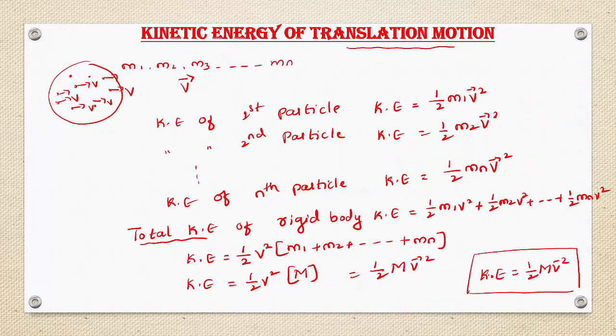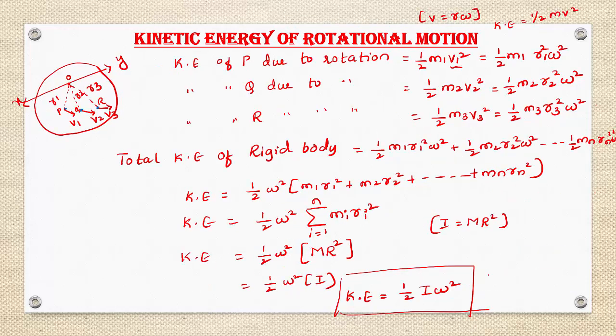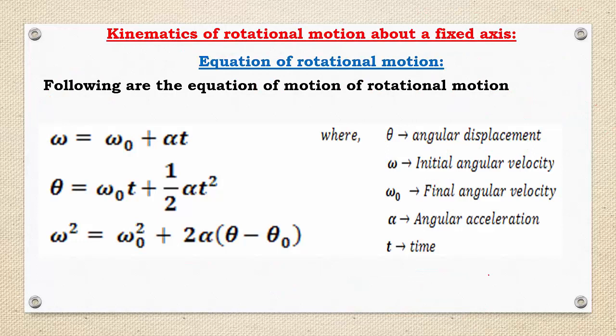For translational motion, we have half m v square. For rotational motion, we can write half I omega square. So this derivation carries 3 marks for your board examination. K equal to half I omega square, where I is moment of inertia and omega is angular velocity. Then kinematics of rotational motion about a fixed axis.